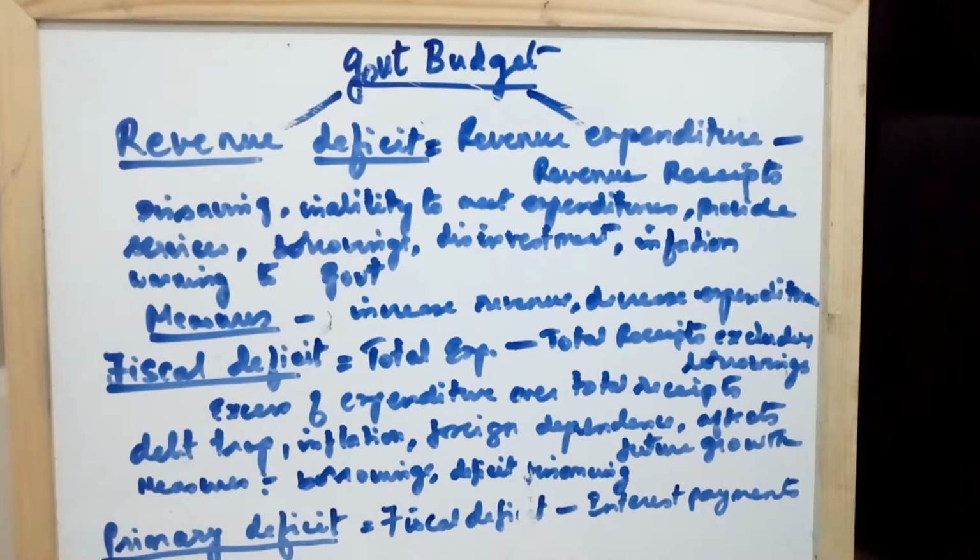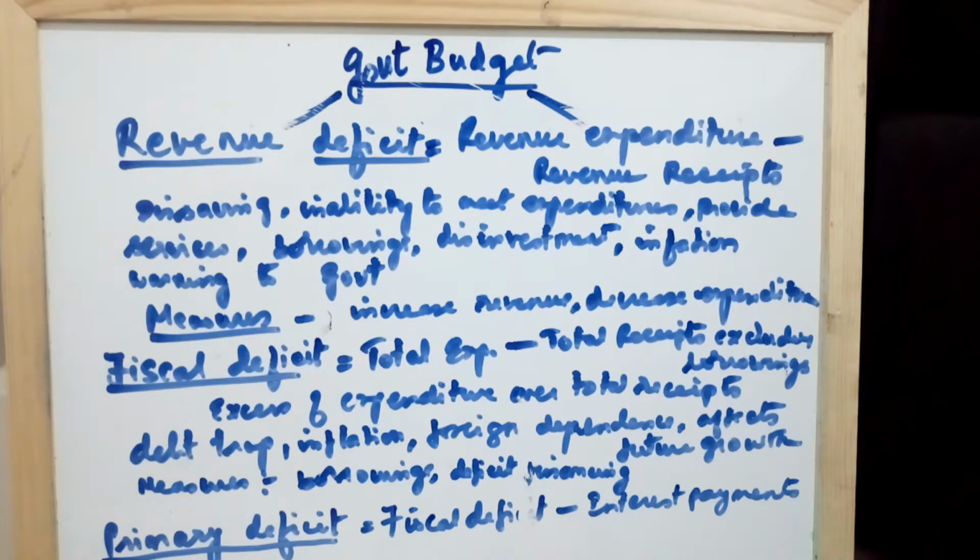What measures can be taken to handle this situation? Revenue to be increased. Government should take serious steps to reduce the expenditure and increase the revenue. The expenditure on unproductive areas to be reduced. Government should increase its receipts from various sources of tax and non-tax revenue.